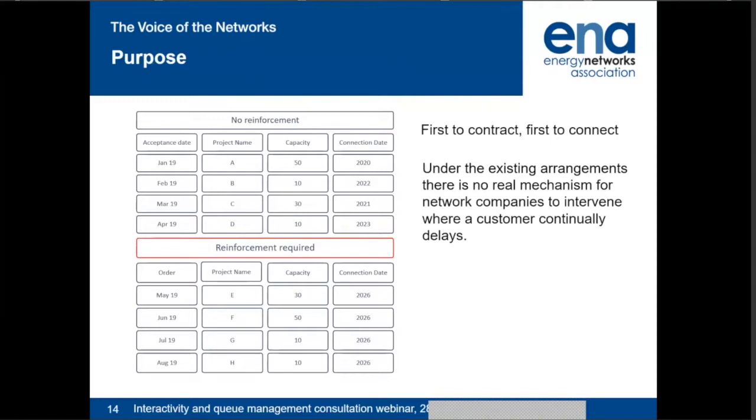Without this, project E is delayed until the reinforcement works are complete, and the network company may have completed some reinforcement that is not required, which is inefficient overall. There may be legitimate reasons for customers moving connection dates. However, under the existing arrangements, there is no real mechanism for network companies to intervene where customers continually delay. Queue management policy is designed to address these issues.